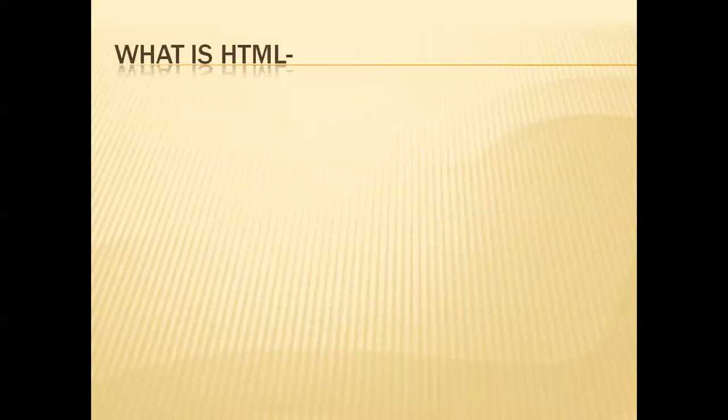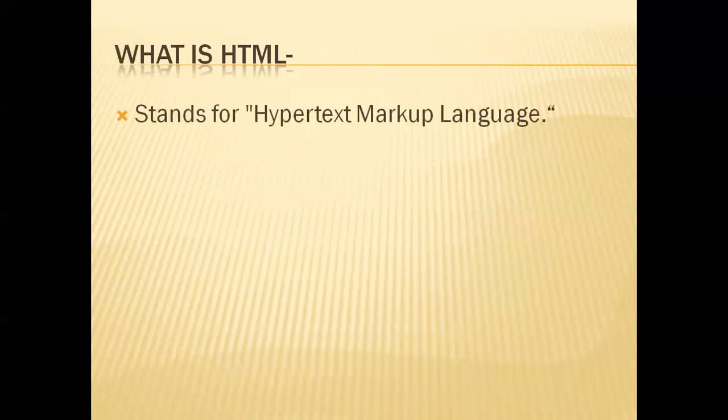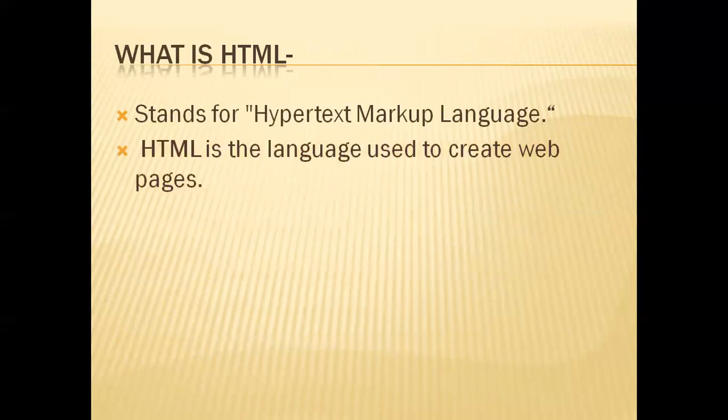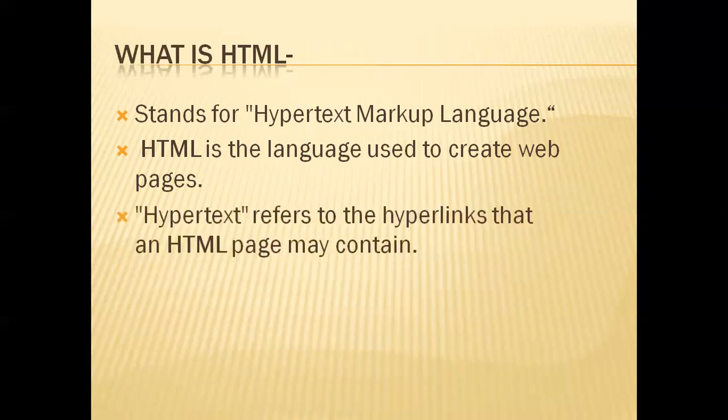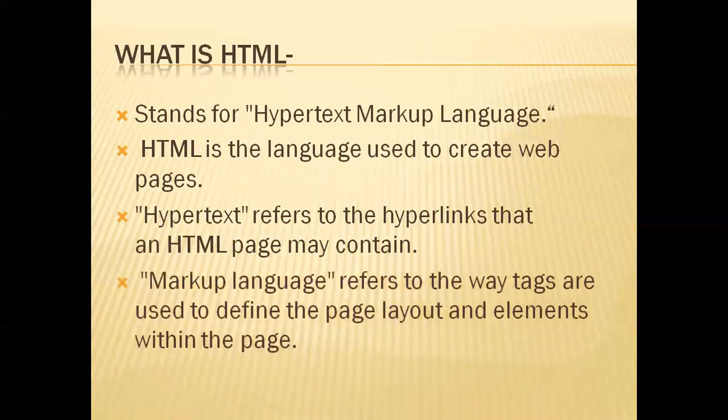So we discuss what HTML is. HTML stands for Hypertext Markup Language. What is a hypertext markup language? The use of the HTML language is to create web pages. Hypertext refers to the hyperlinks that an HTML page contains, and a markup language has tags and elements within the page. Because in HTML we use tags, and tags are referred to as a markup language, used to define the page layout and elements within the pages.